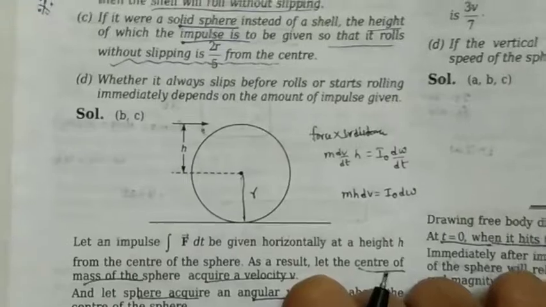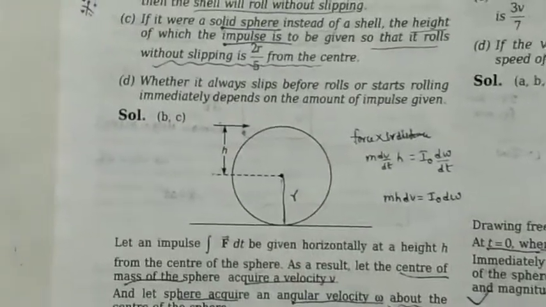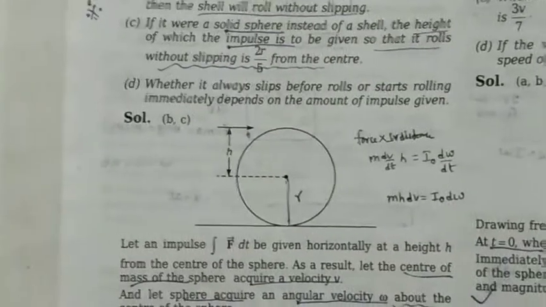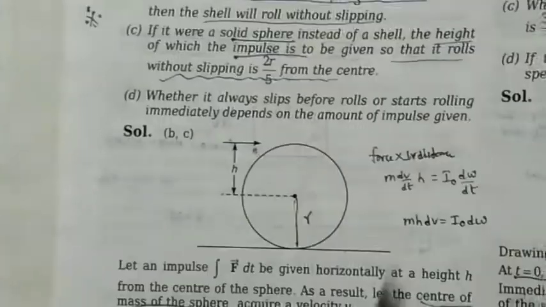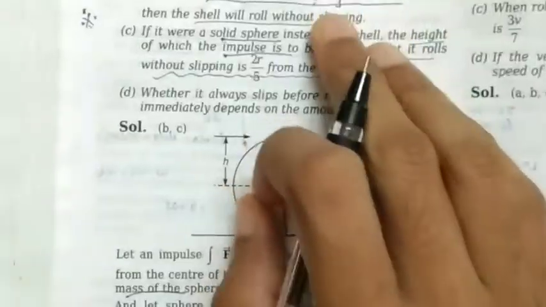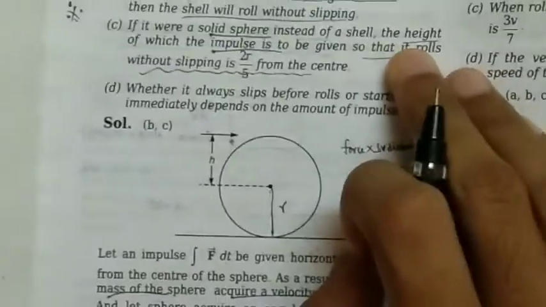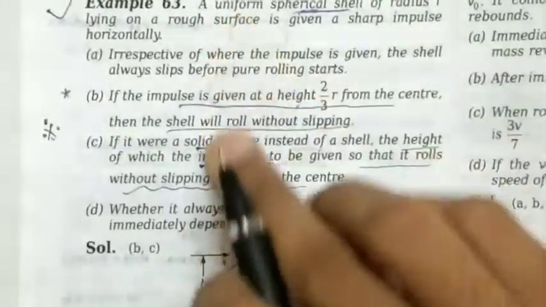Just like hitting a ball in cricket. A force applied for a short duration is nothing but impulse. So like that, a small impulse is given from here. We are just hitting it for a short duration of time. So that is the question. If the sharp impulse is given to this sphere, then which of these four options are correct, they are asking.